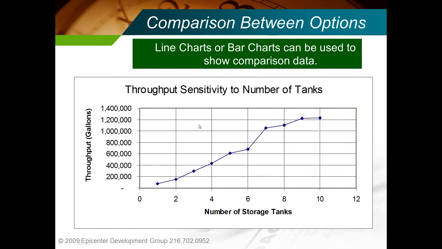Another simple type of visual system is a simple line chart or a bar chart. This one is an example for some simulation experiments where we can show if you add tanks, how does that affect your throughput? And then again, you can start to see, like going from 6 to 7, there's a huge jump in throughput, and then it starts, in this case, to level out. So you can see where your break point is, where you're starting to level out, and you're maybe not getting the same return on investment.